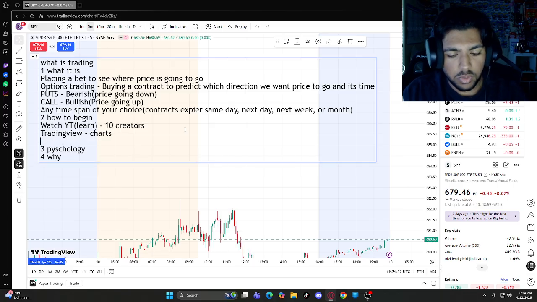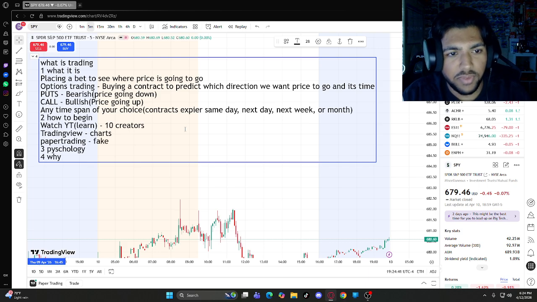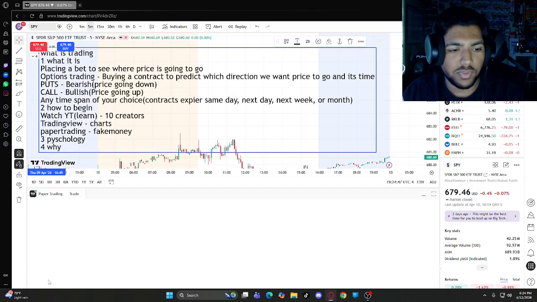Then we need paper trading. This is what I love. Paper trading. Man, I can't tell you guys how much I love paper trading. Paper trading is fake money. Fake money, guys. No risk at all. But we can't treat it like it's fake money.